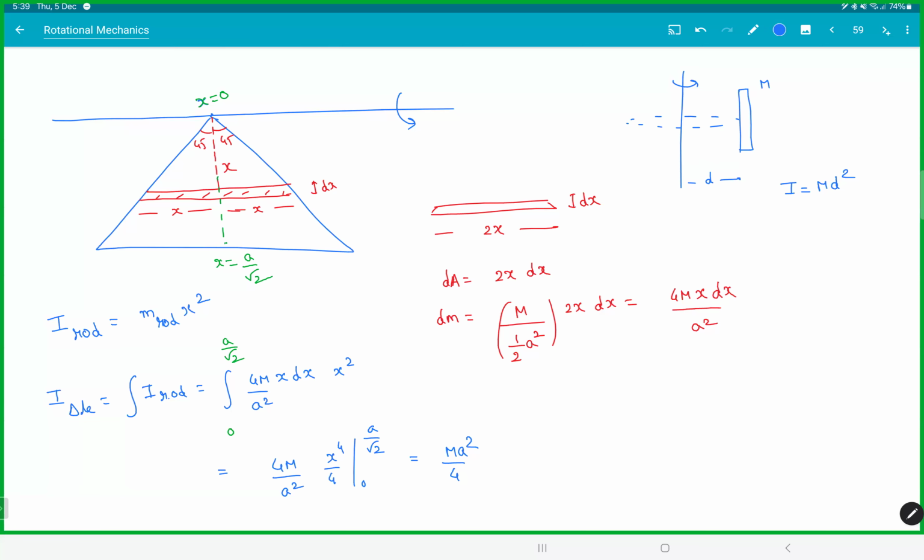Clear, everyone? Next one. Any doubts on this? How did we take the element, the mass, the rod? Next one.